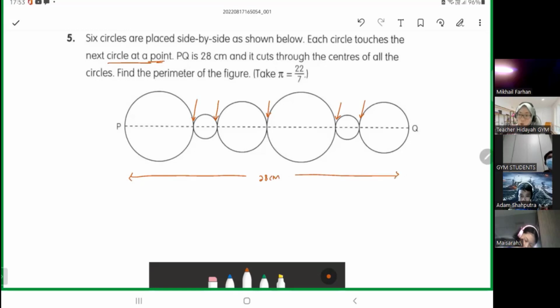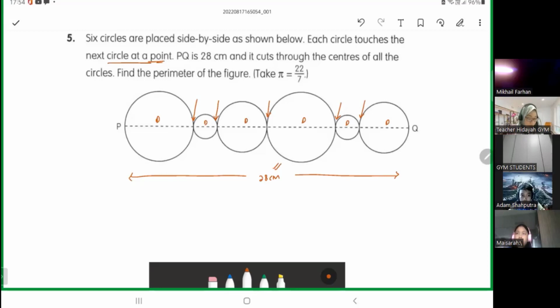Which means that the diameters of all the 6 circles add up to 28, correct? Because that whole line is one straight line cutting through the circles. This is a diameter, this is a diameter, diameter, diameter, and diameter. So all these diameters add up together to become 28 cm.